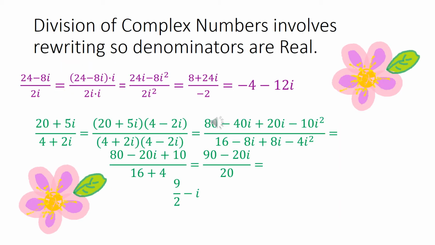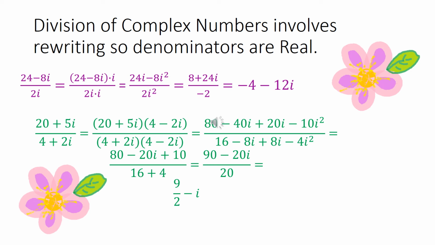Division of complex numbers really just involves rewriting the number so that the denominators are real, and sometimes you're really not going to want to bother. But if we do go through the process, suppose I had 24 minus 8i divided by 2i. If I multiply the numerator and denominator both by i, I'm really multiplying by 1, and so I don't change the value at all, and I get 24i minus 8i squared.